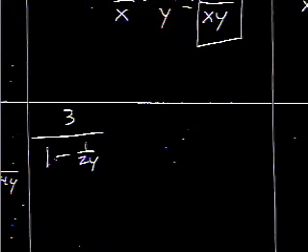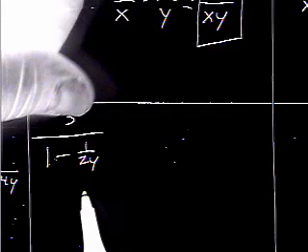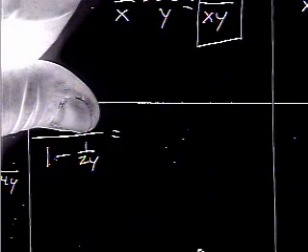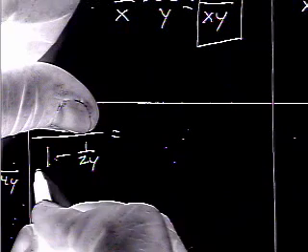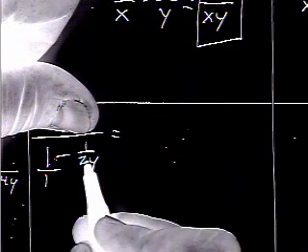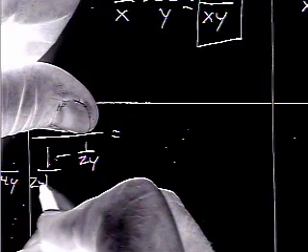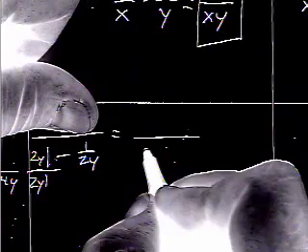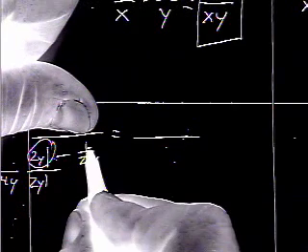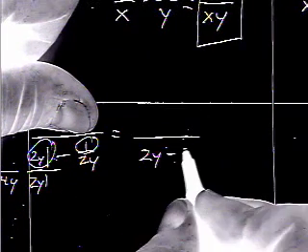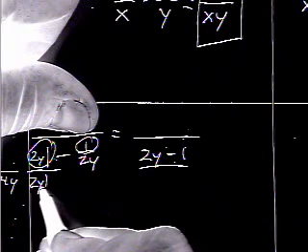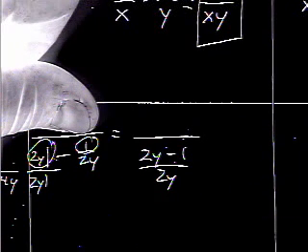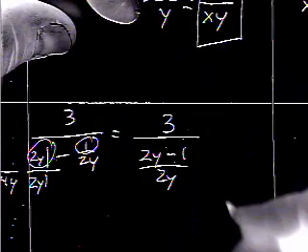Okay, the next one. Okay, we're looking at here 3 over this particular. So ignore the 3 for right now, okay? And worry about the denominator here. This is 1 divided by 1. It's missing a 2 and a y, so I'm going to multiply the top and the bottom by 2 and y. So I have 2y minus 1, all over the denominator of 2y. Of course, we had a 3 up here.